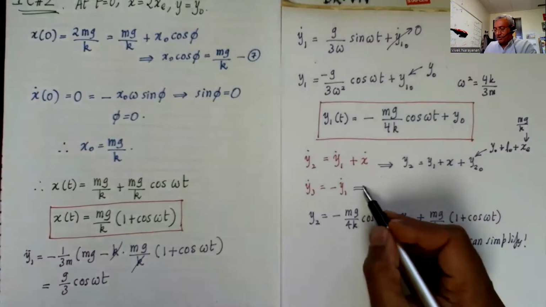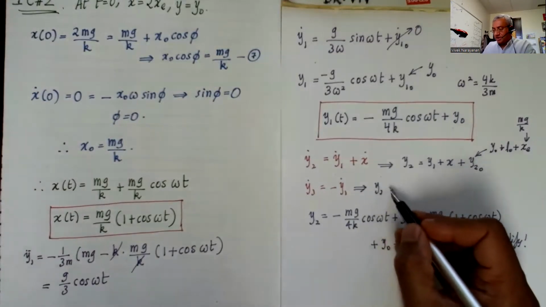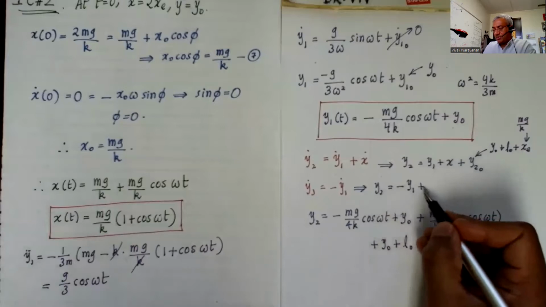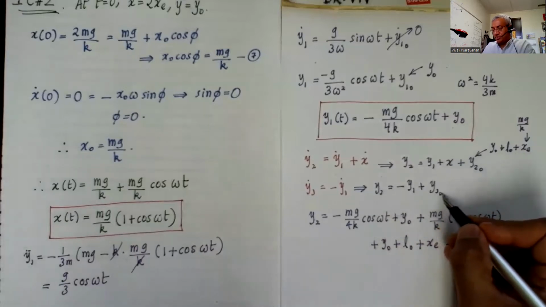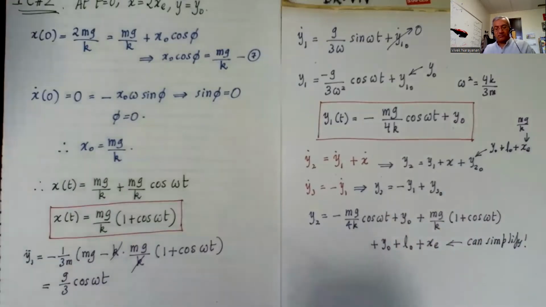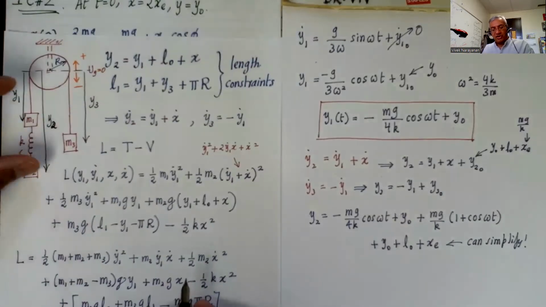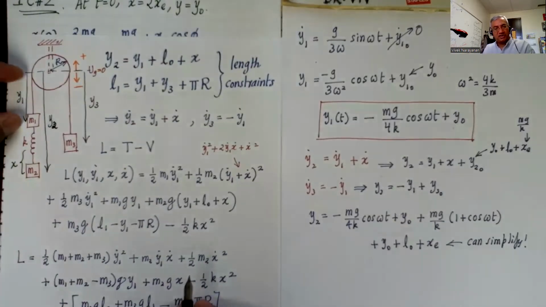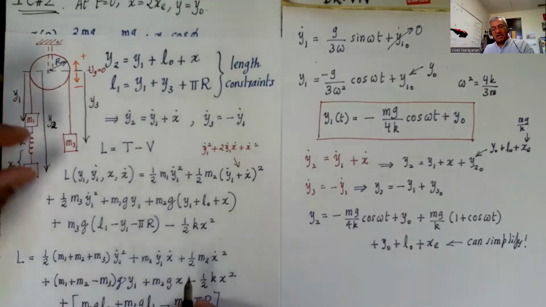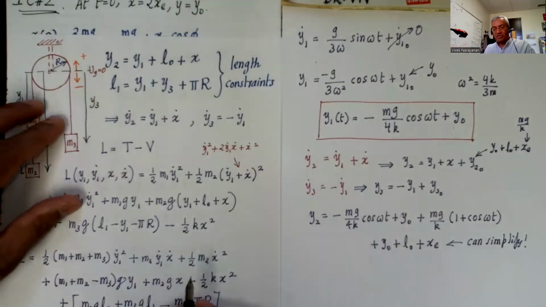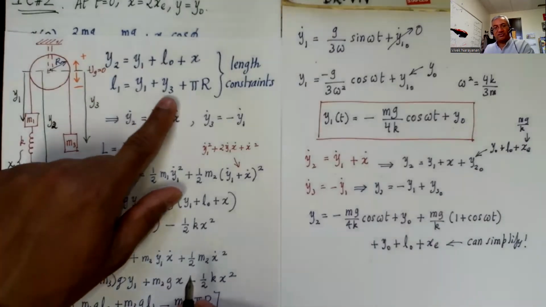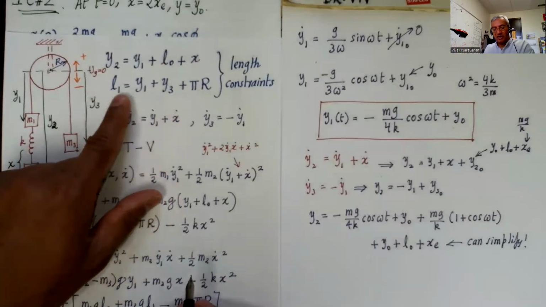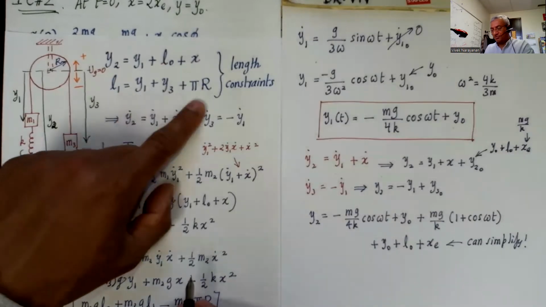Let's integrate this. If I integrate this, I get y3 equals negative y1 plus some constant, which I'll call y30. What is y30? y30 is going to be y naught, which is the initial length of this, and the string length is L1. So y30 is going to be L1 minus y naught minus pi r.